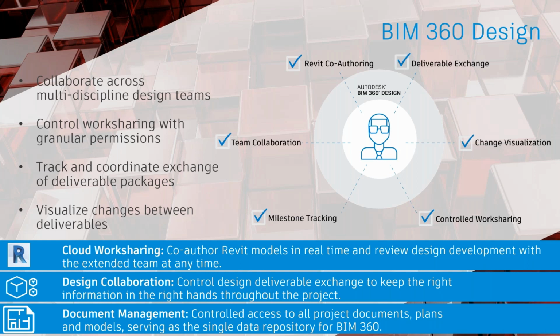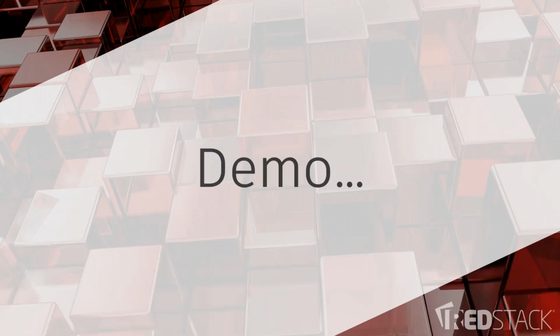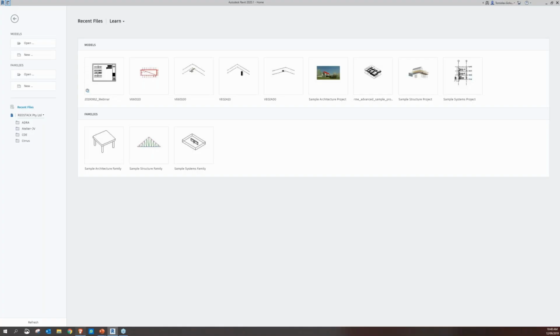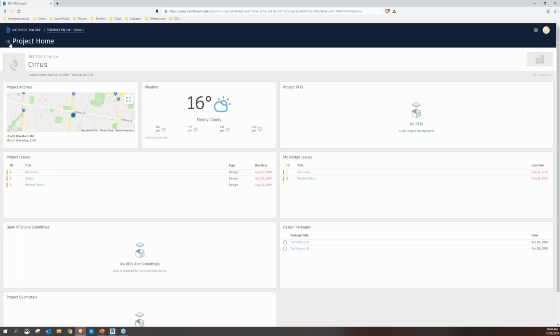So we're now at the demo side. Now, I'll just jump into the BIM 360 side, and this is my project. It's called Cirrus. There's an address there. It tells me what the weather is doing at that location as well.